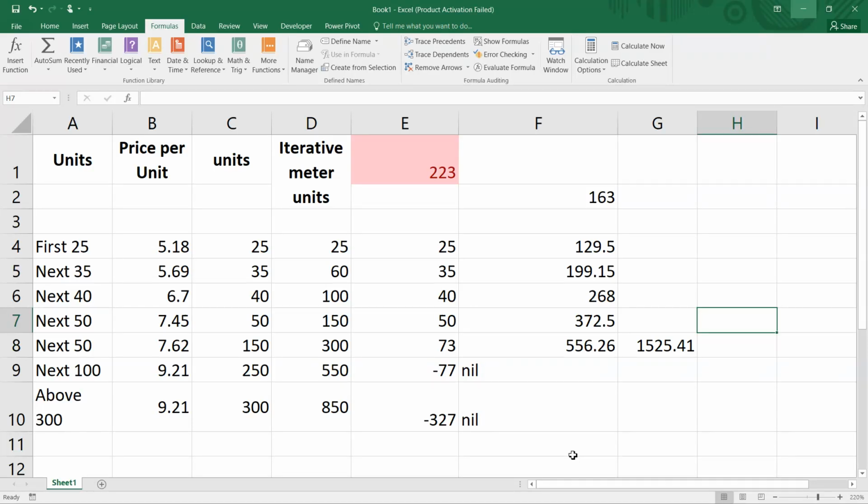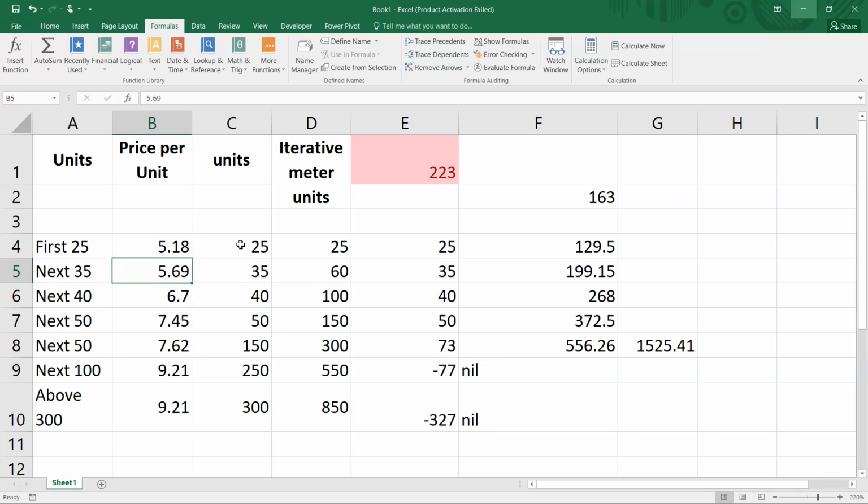Hello coders, this Excel tutorial is particularly based on how to find out the monthly electricity bill. The rate which is being shown in front of you is taken from the internet, and it is the rate of CESC, which says that you have to pay for the first 25 units 5.18 rupees, and for the next 35 5.69, and so on.